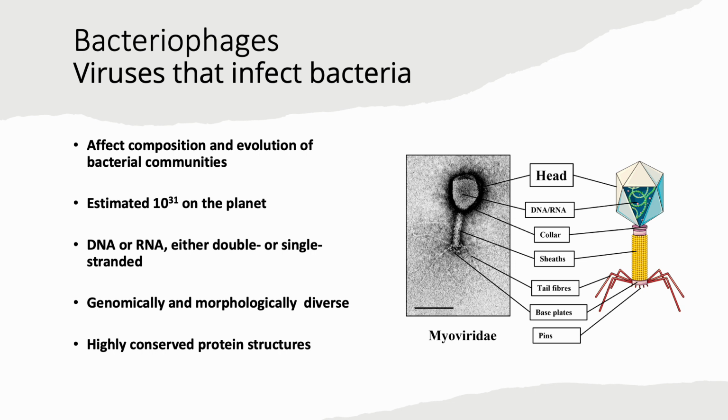The main focus of the study was to implicate which role the bacteriophages play when it comes to atopic dermatitis. They can be described as viruses that infect and replicate inside bacteria, and they affect the composition and evolution of the bacterial communities. They can contain either DNA or RNA, which can be either double or single-stranded, and genomically and morphologically they are very diverse. As you can see in the image, there is a schematic and then also a microscopic view. And this is just the one that they've encountered most often, but they can look very different from this as well.